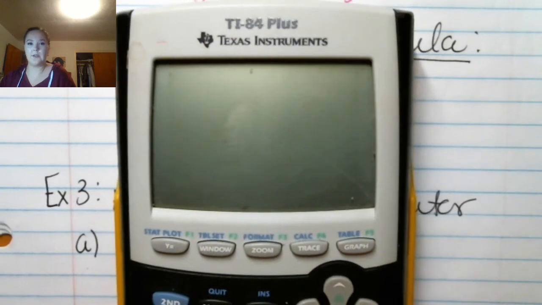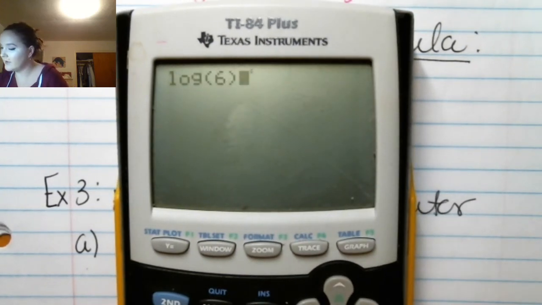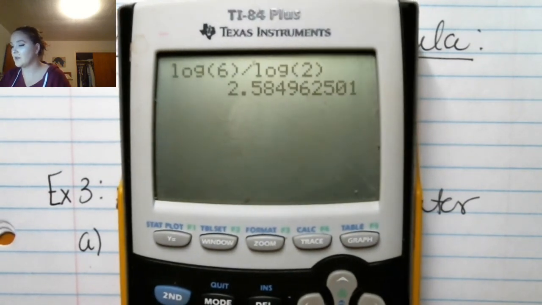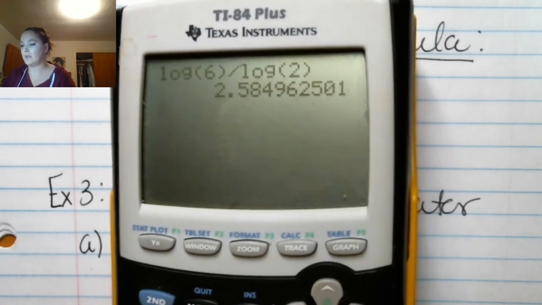So we would go ahead and do log of 6 divided by log of 2, and that would give us our approximate answer, 2.58.